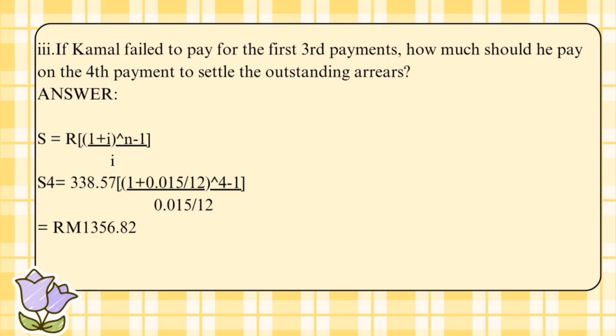The last question is, if Kamal failed to pay the first three payments, how much should he pay on the fourth payment to settle the outstanding arrears? To answer this question, we have to use the future value formula, which is S = R[(1 + i)^n - 1] / i. So 338.57 times [(1 + 0.015/12)^4 - 1] divided by 0.015/12. We get RM1,356.82. So that's the answer. That's all from me. Thank you.